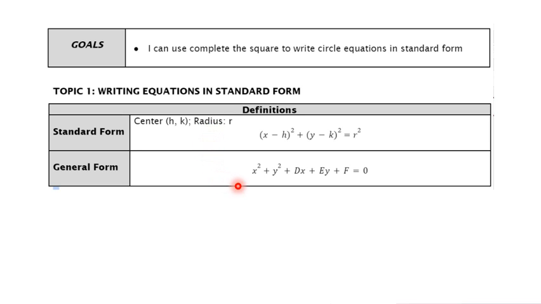Our problems today are going to be in what's called general form, so you're going to notice there's no parentheses, everything's kind of multiplied out. Sometimes they'll equal 0, sometimes they'll equal a value if it's not in the full general form. And the goal is to make it look like our standard form with the parentheses equaling r squared.